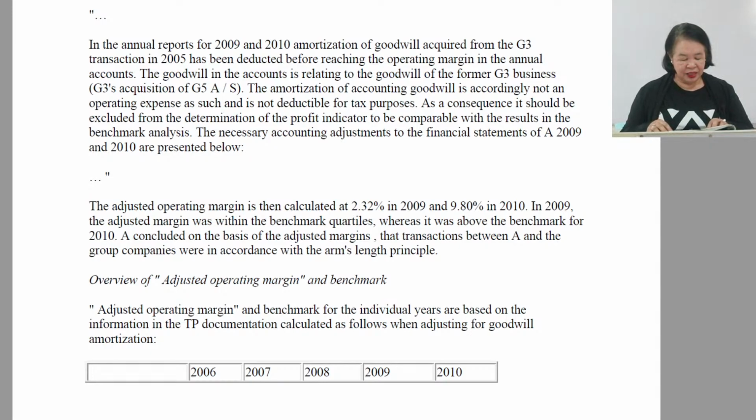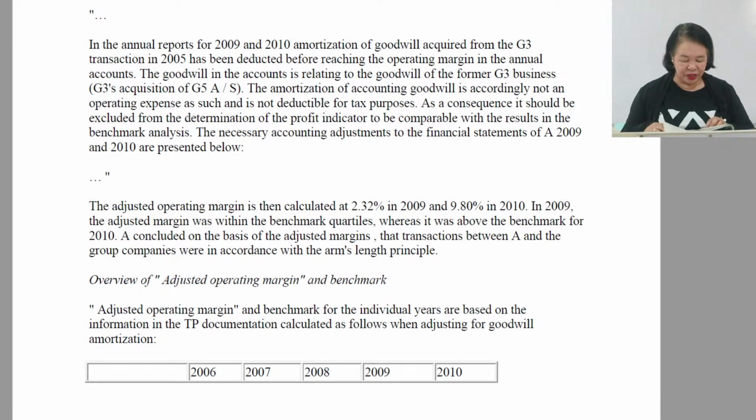Okay. The adjusted operating margin is then calculated at 2.32% in 2009 and 9.8% in 2010. In 2009, the adjusted margin was within the benchmark quartiles. No, yung 2009. Whereas it was above the benchmark for 2010. Ang taas naman niya, above pa siya sa benchmark ng 2010. A concluded on the basis of the adjusted margins, the transactions between A and the group companies were in accordance with the arm's length principle. Tumaas na.